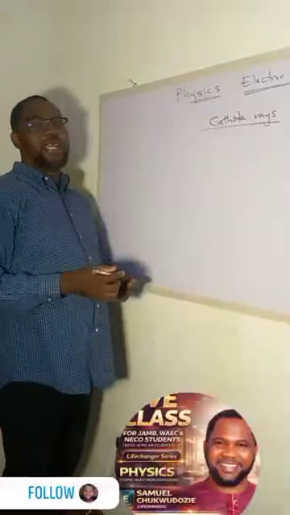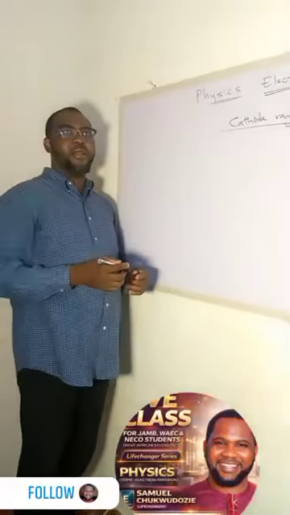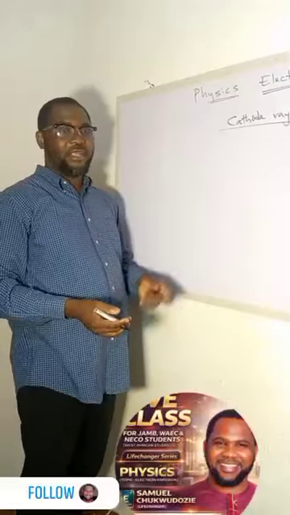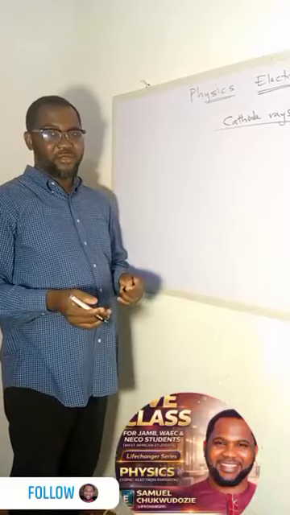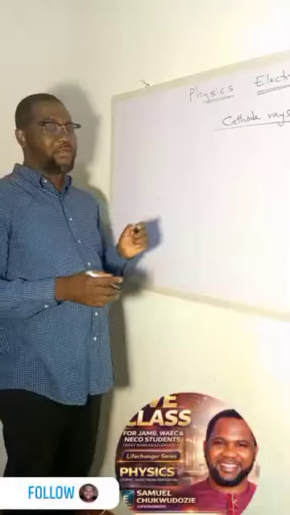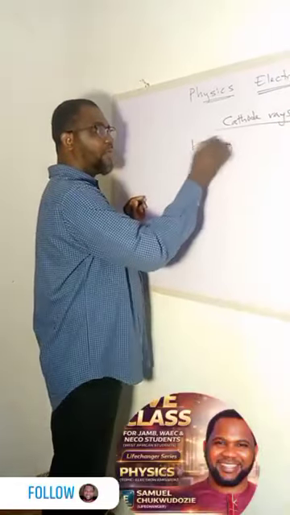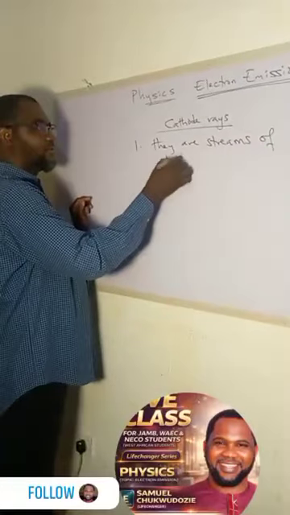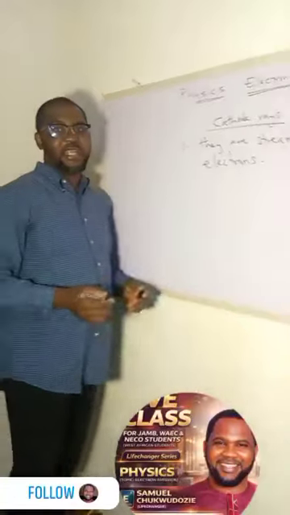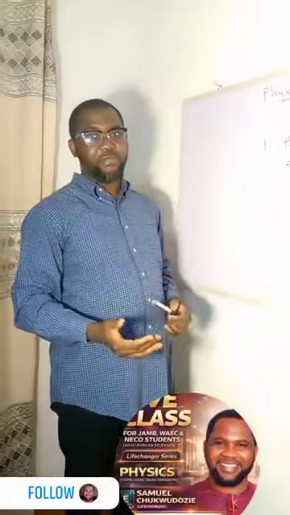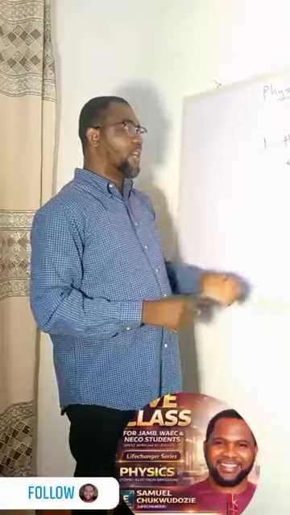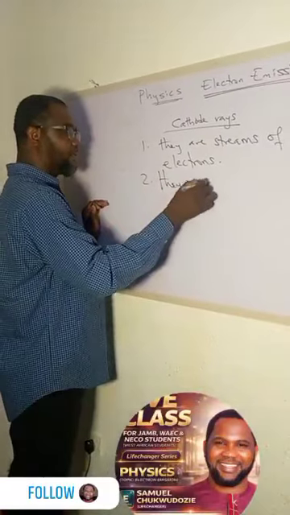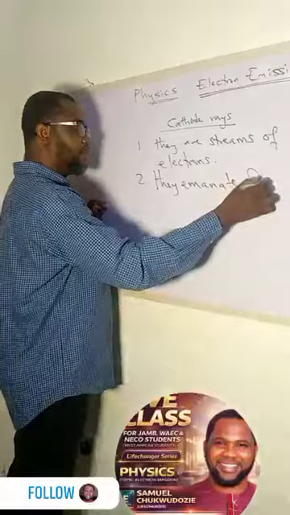Okay, so what are cathode rays? Cathode rays are rays that emanate from the cathode. In the real sense, cathode rays are electrons. So if I want to talk about the properties of cathode rays, I will say number 1, they are streams of electrons. Cathode rays are simply streams of electrons. That's the first thing I can tell you about cathode rays. Number 2, they emanate from the cathode.